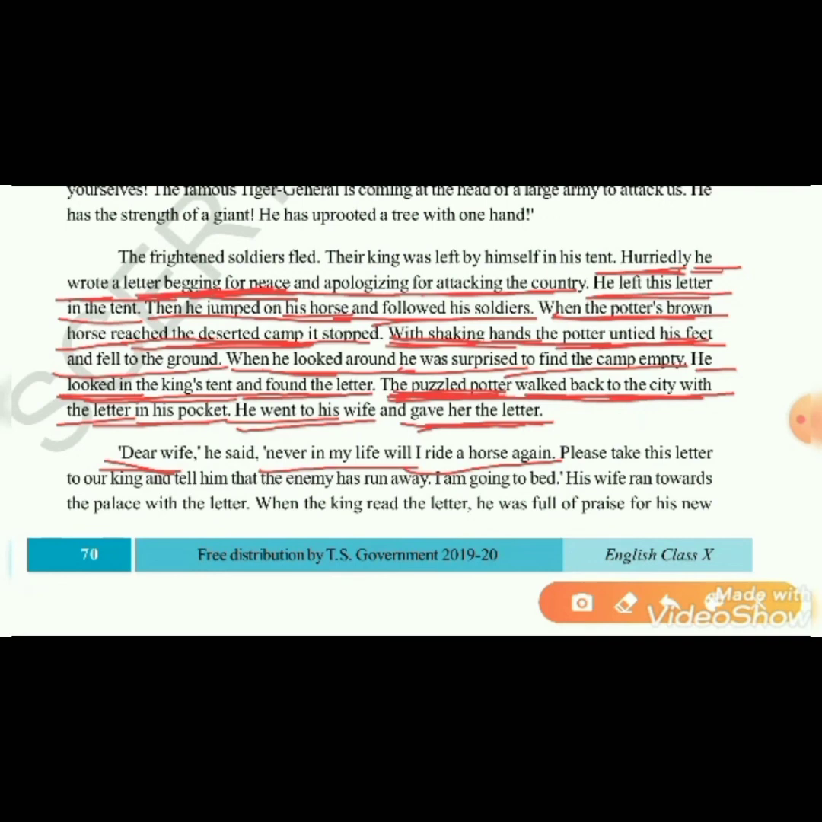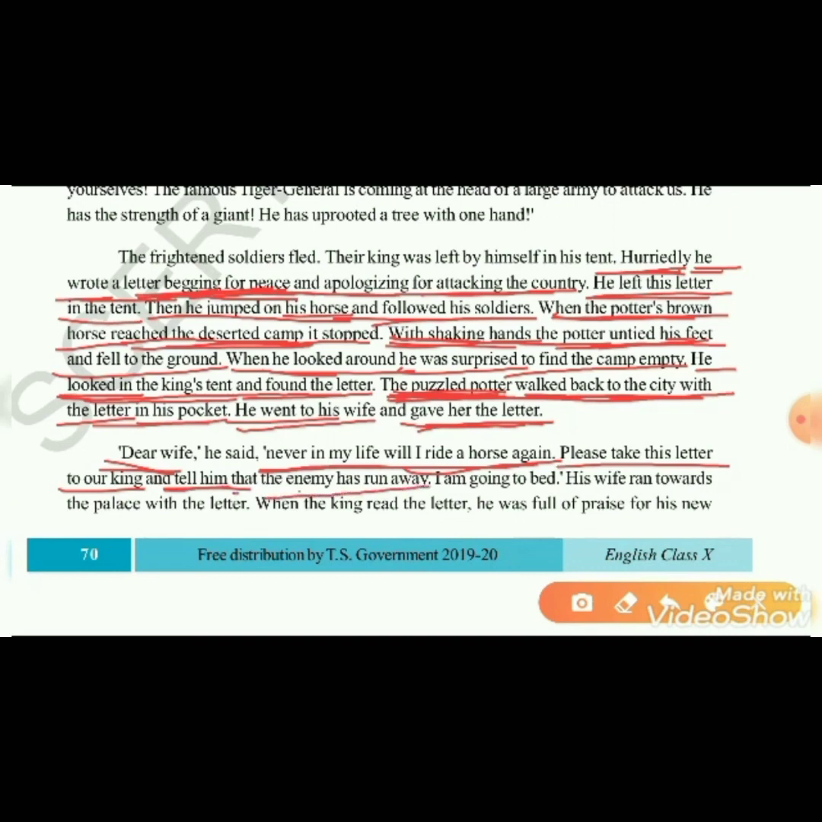Please take this letter to our king and tell him that the enemy has run away. Wife, take this letter, go to the king and tell him that the enemy has run away. I'm going to bed. I'm very much tired. Now I'm going to sleep.